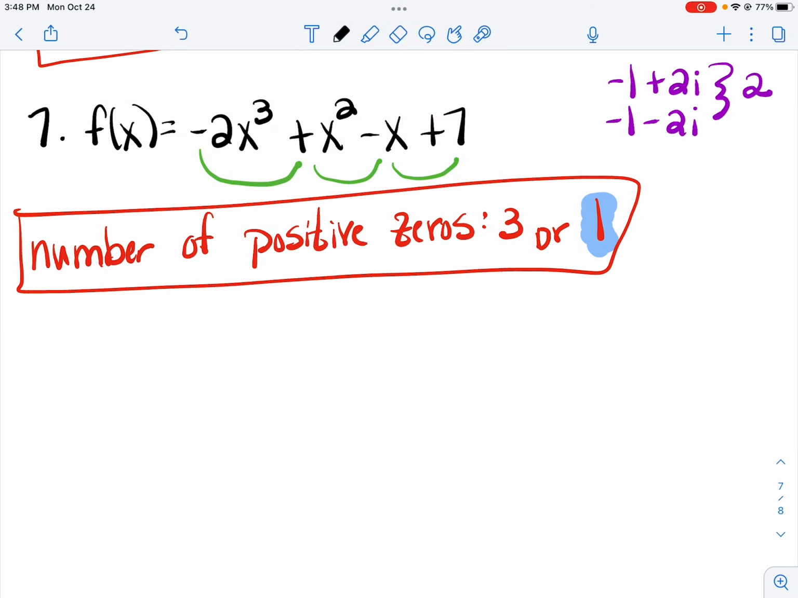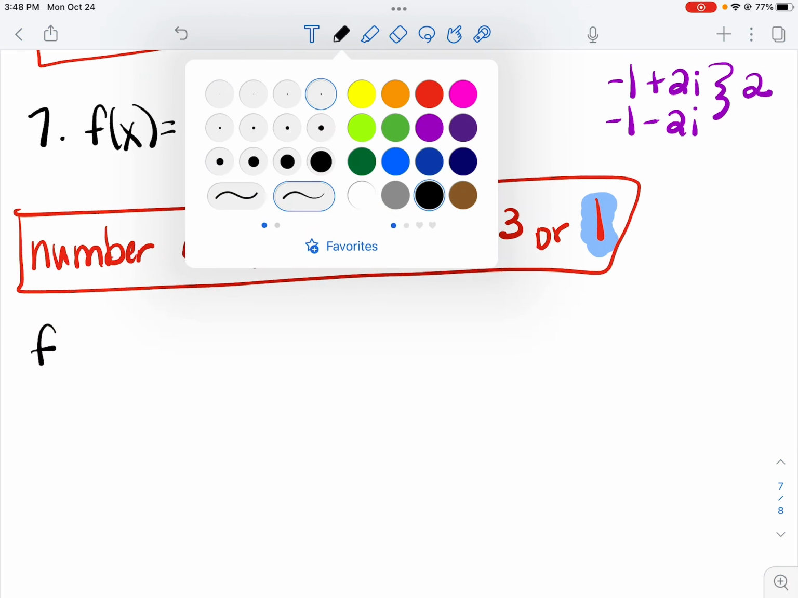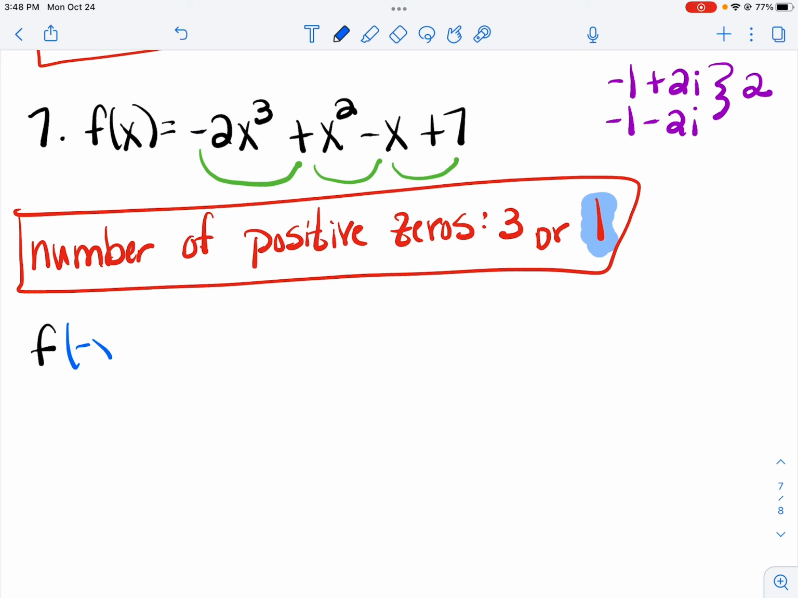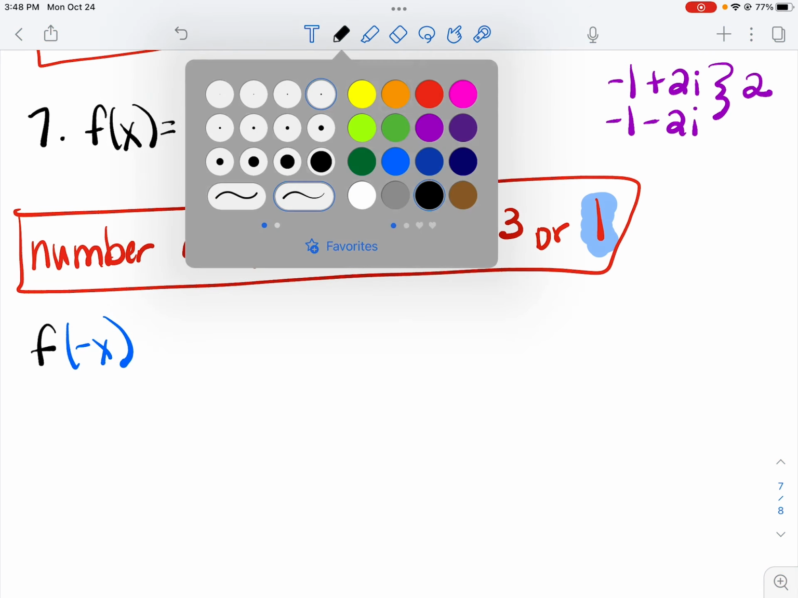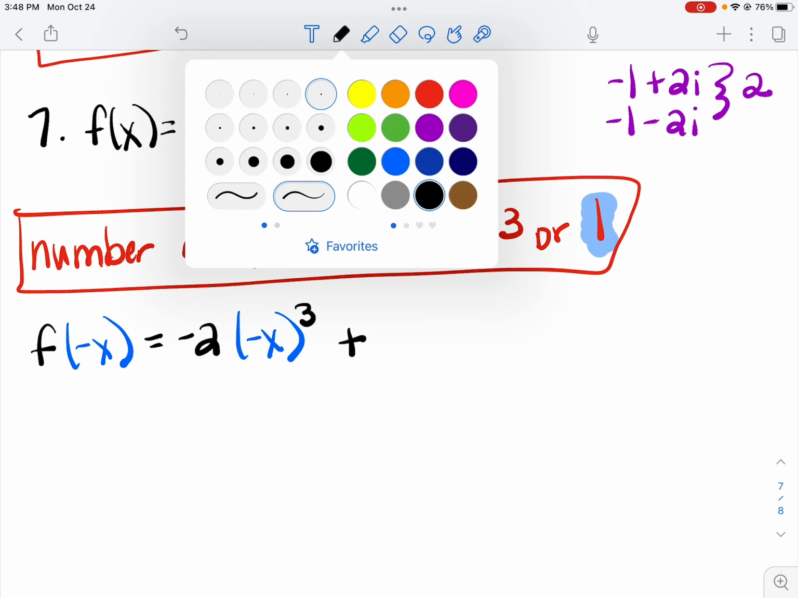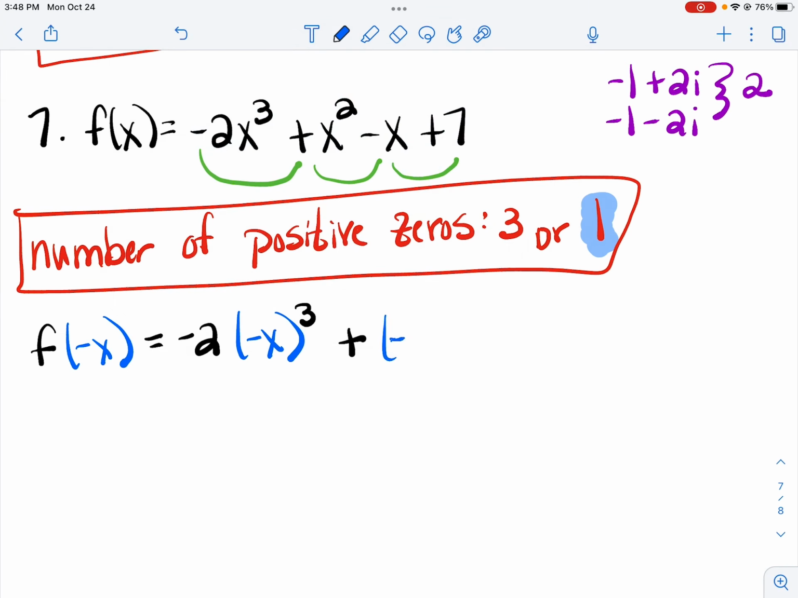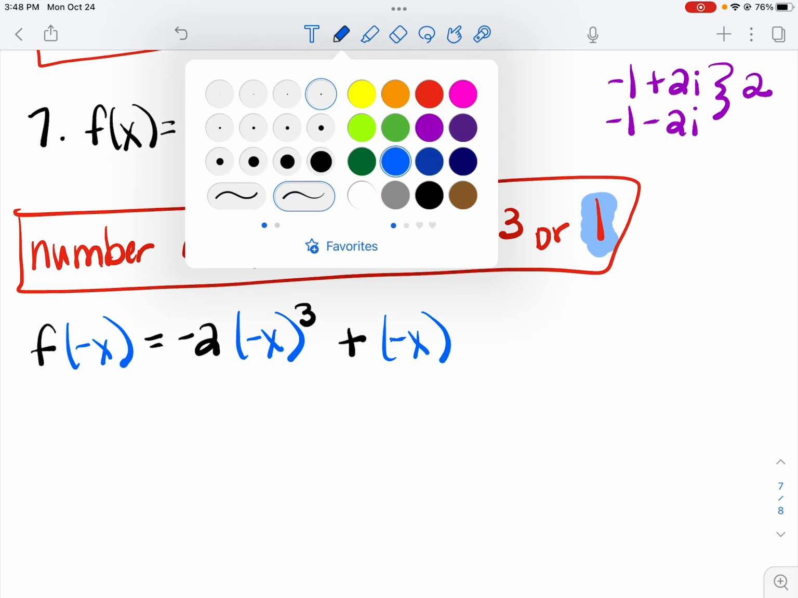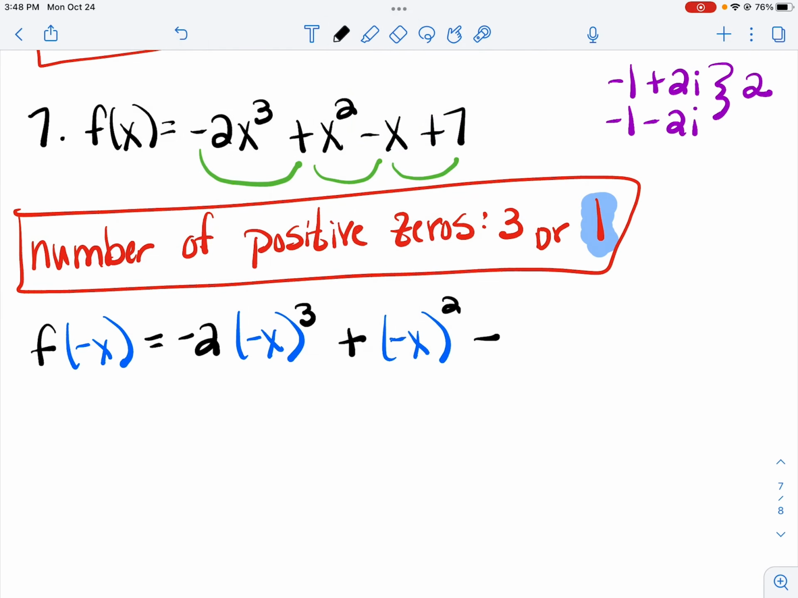To figure out how many negative zeros, I plug in negative x everywhere that there's an x. So I bring down the negative 2, and I'm going to plug in negative x for that x and keep your cubed power. Plus, plug in negative x in place of the x. Keep the squared. Plug in negative x and bring down the plus 7.